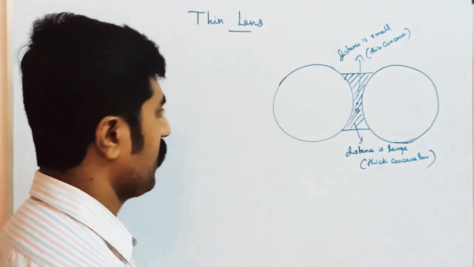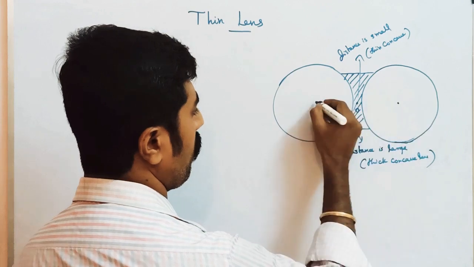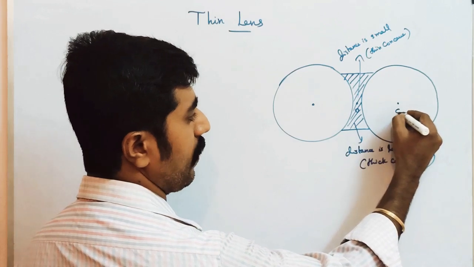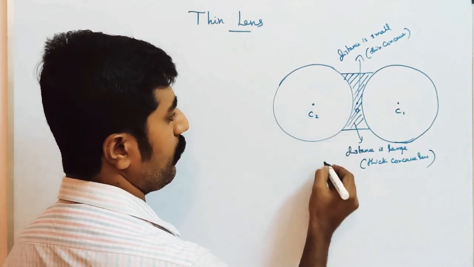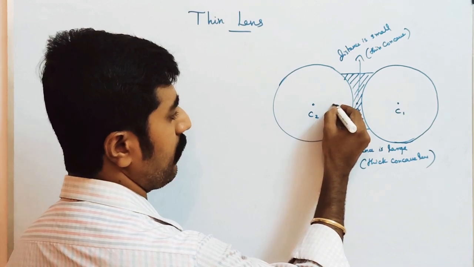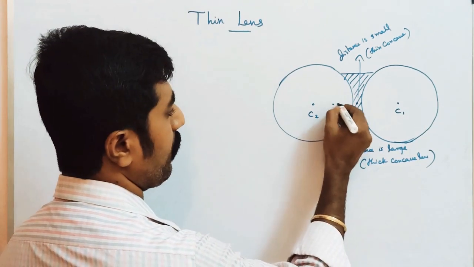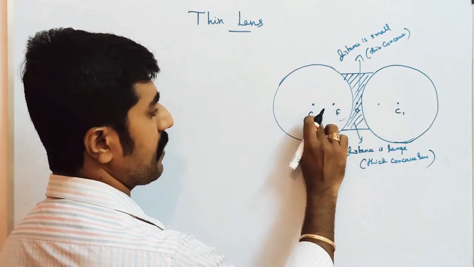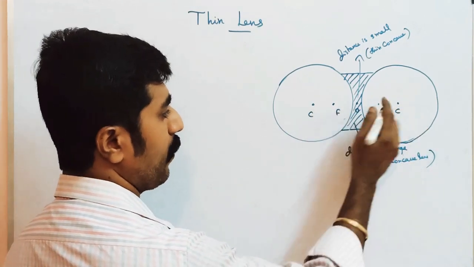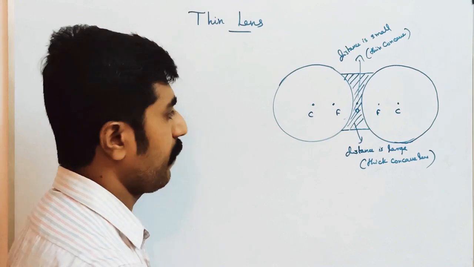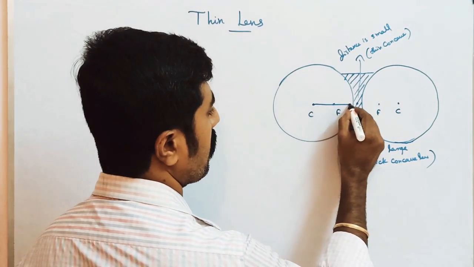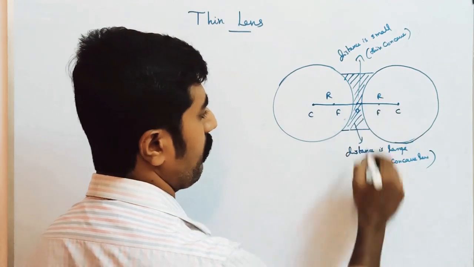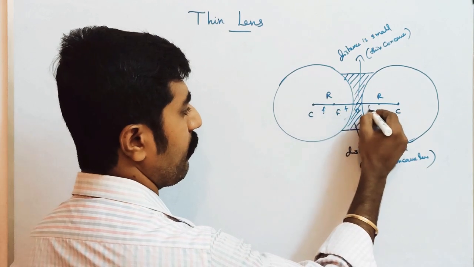So this is the center of curvature. For the concave lens, the first center of curvature is here on the right side. This is C2. Then the midpoint is the focus or focal point. The entire distance is the radius of curvature. So this is the radius of curvature, and this is the focal length.